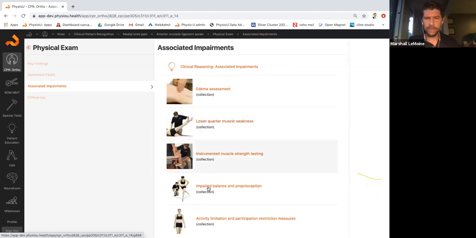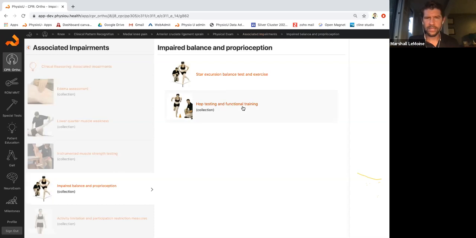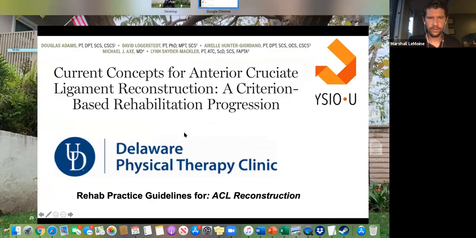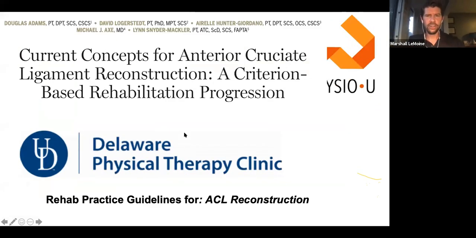All right. How about as far as balance, right? Balance should be something we look at. So either star excursion, right? Your Y balance test. And then you guys also talked about your hop testing, right? I think someone threw out the hop testing. Good. All right, so let's go back to this. Okay. So if we look at the current concepts for ACL reconstruction, so part of this is from Dreos PT. Another part of it is from University of Delaware, who does a lot of research on ACL reconstruction.